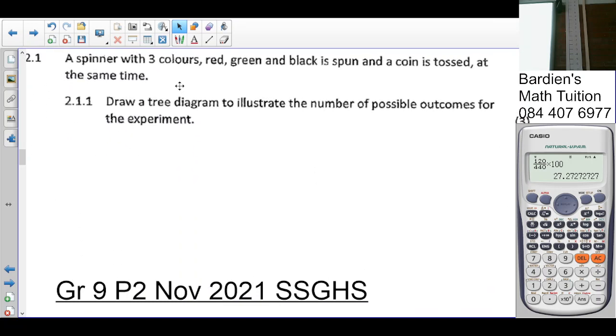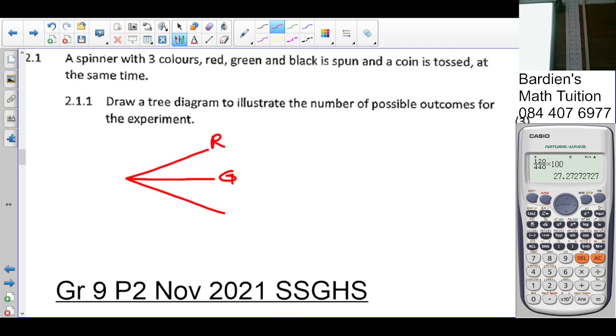People, question 2. We are told that a spinner with 3 colors, red, green, and black, is spun, and a coin is tossed at the same time. So how many outcomes does a coin have? 2. So here we draw a tree diagram. Your first event has 3 options: red, green, and black. So what is the probability of red occurring? 1 out of 3. So there you write the branches. Green, 1 out of 3. Black, 1 out of 3. So that is what we call the first event. Yes, Michael?